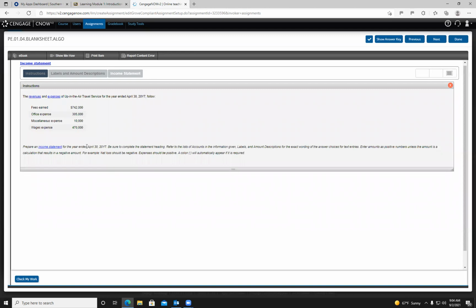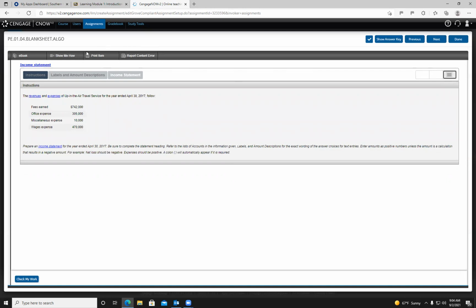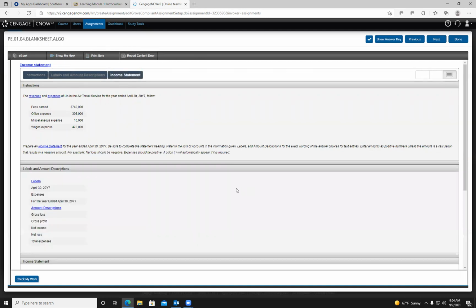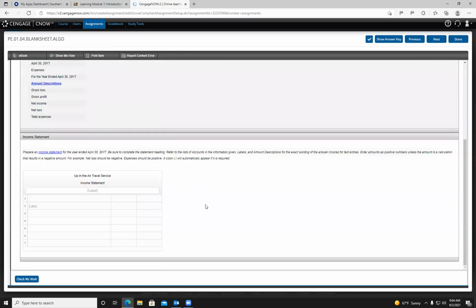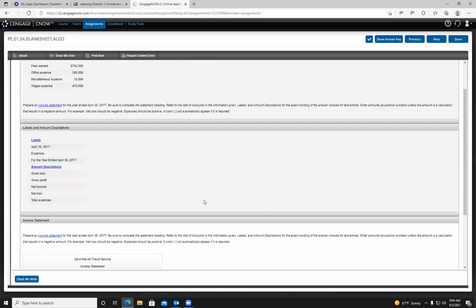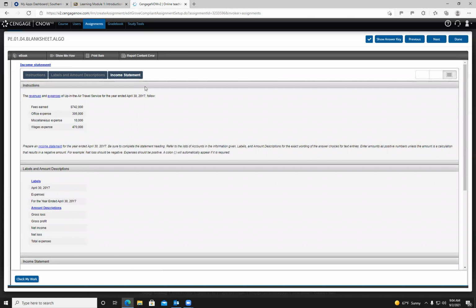Okay, so this problem is a blank sheet problem. And let me show you a quick trick. First, you come over here and you select this, and then you click on each tab. What it does is it shows everything all at once. I like doing it that way. It makes it so much easier instead of having to click between tabs.